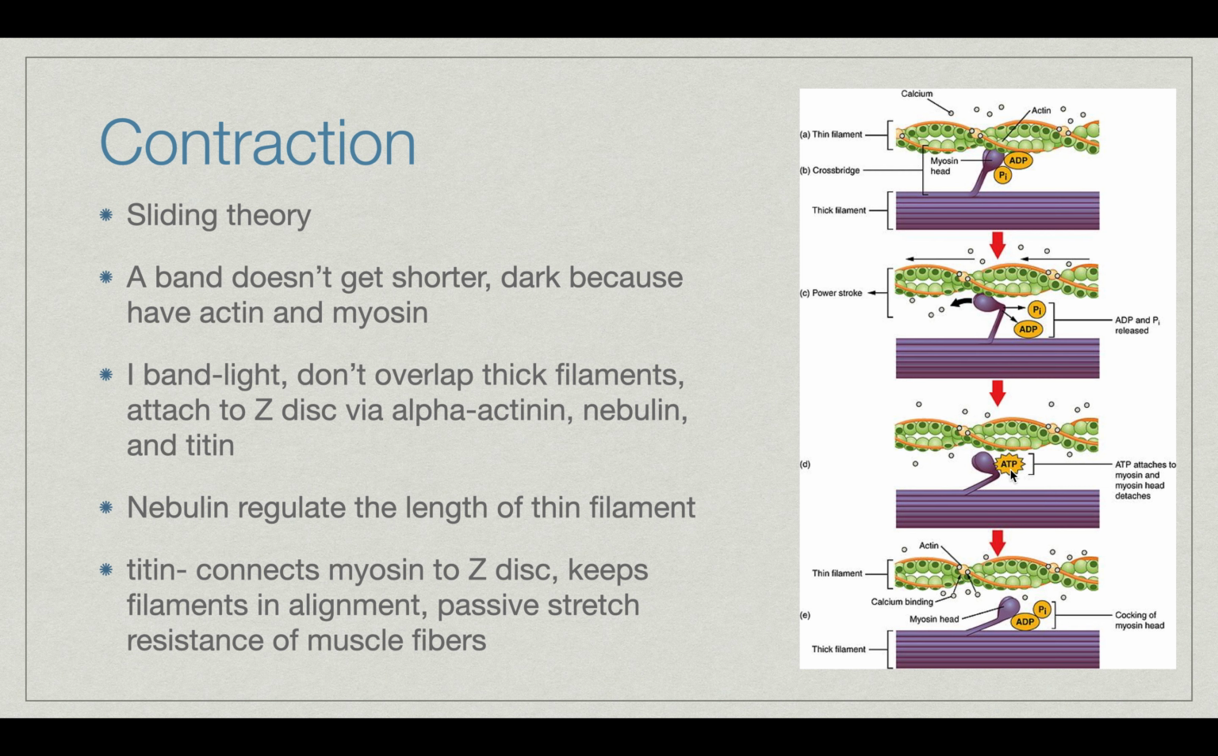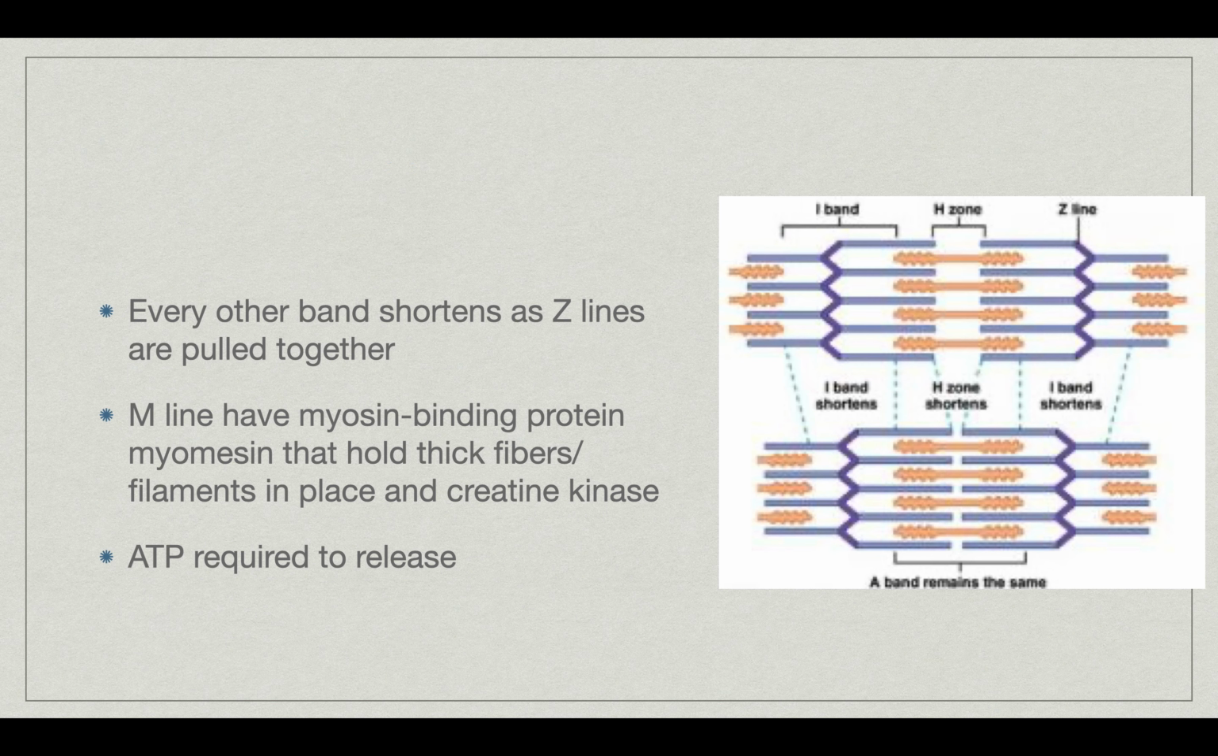ATP comes in, attaches to the myosin, and the myosin head is able to detach, and then ADP and an inorganic phosphate come in to prepare the myosin for another stroke. Then calcium will come in, bind, move the inhibitory protein out of the way, and it will start all over again. So every other band shortens as the Z lines are pulled together, except for A.